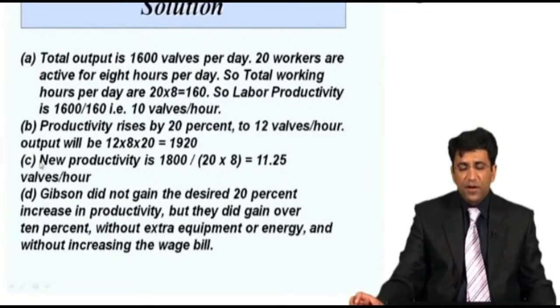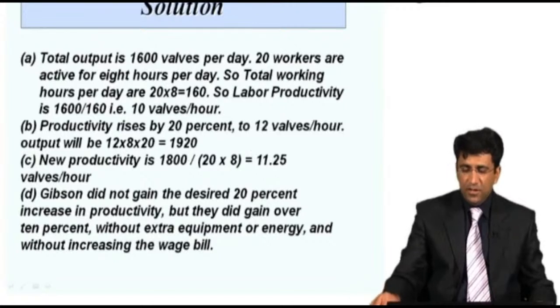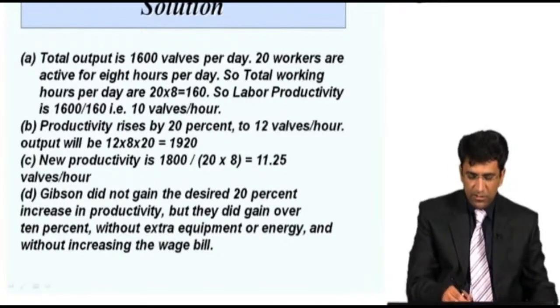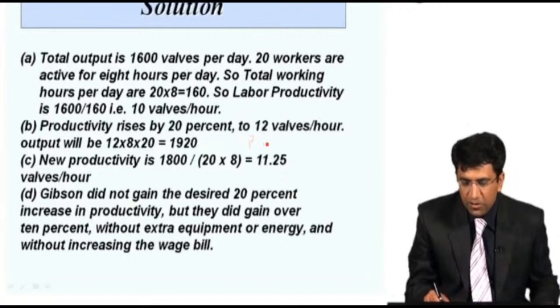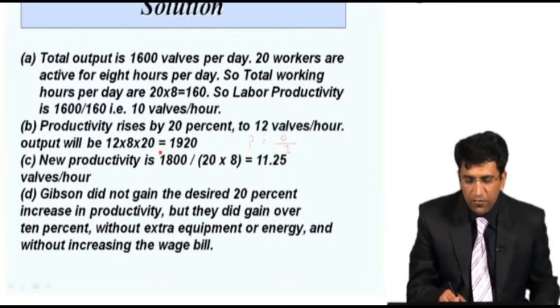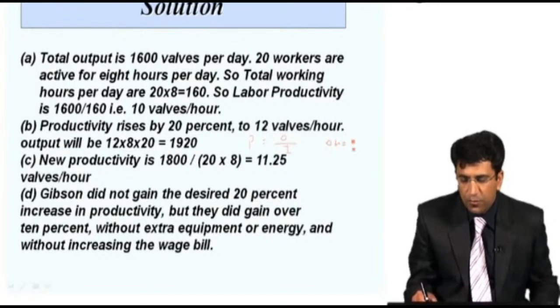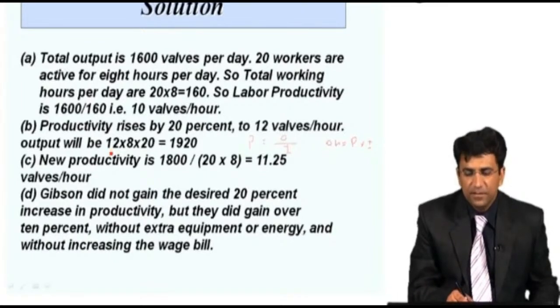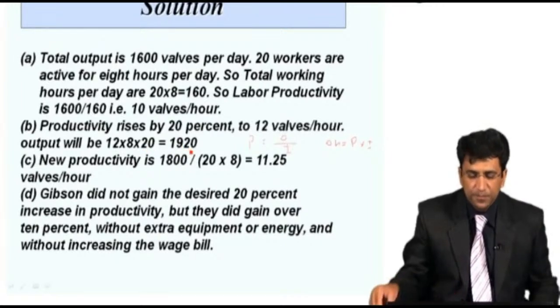And the new output we may also calculate: 12 multiplied by 8 multiplied by 20 is equal to 1920. So this is the total output. That is how we can calculate this new output. As we know, the formula is productivity equals output over input. Now if we want to calculate the output, it will be equal to productivity multiplied by input. The productivity is 12 with that 20% increase, multiplied by the input, which you have already noted is equal to 8 multiplied by 20. So the new output will be equal to 1920 units.